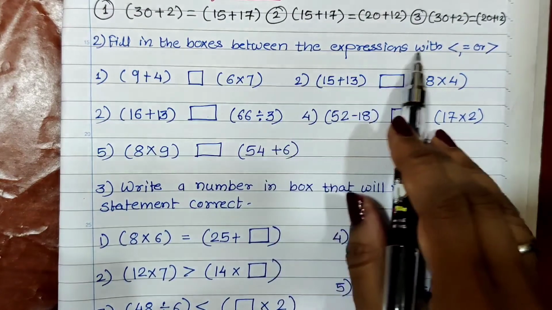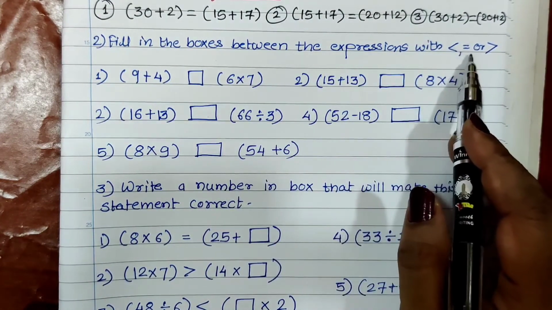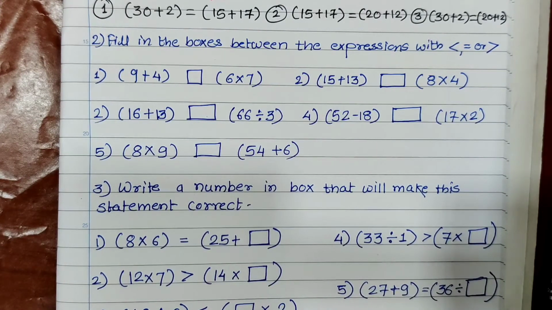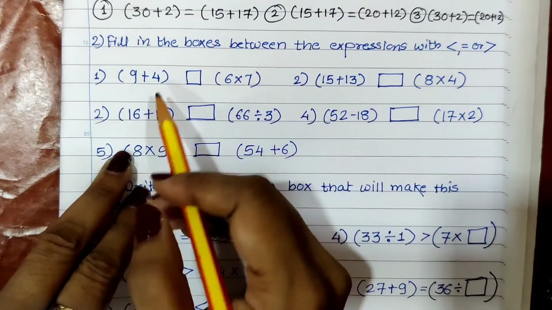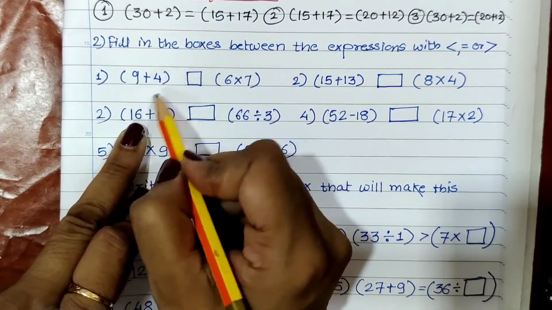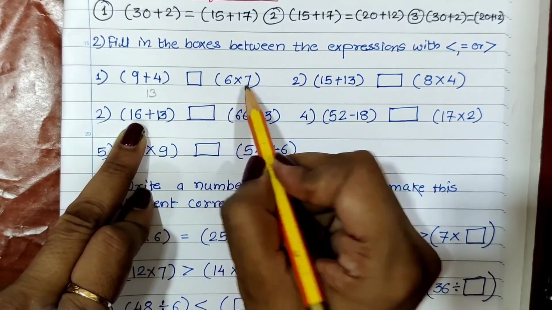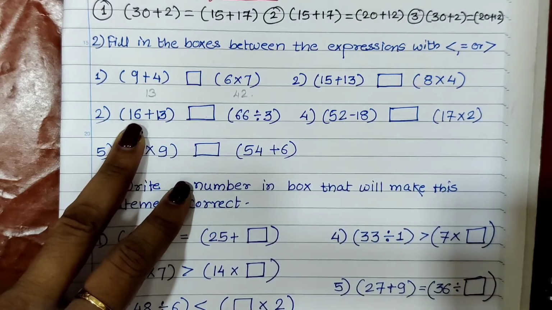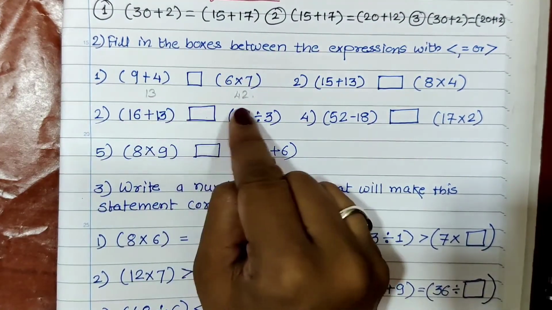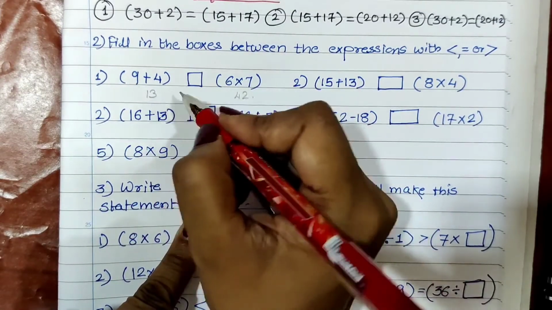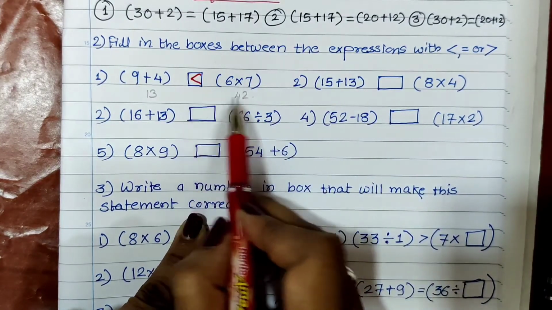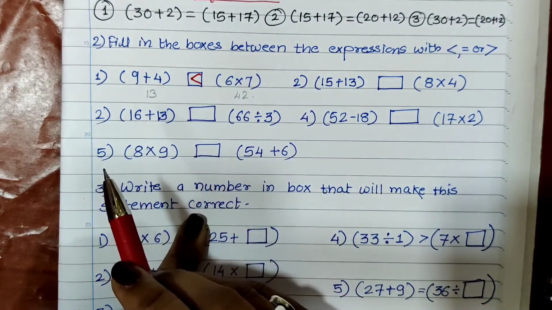Now next is fill in the boxes between the expressions with greater than, equal to and smaller than. So first we will have to check the answers of both the sides and then we can put the symbols. So solve this. 9 plus 4, what will be the answer? 13. And 6 into 7, 42. Very different answers, and we all know 13 is smaller than 42. They are not equal. So 13 is smaller. So we have to put the symbol like this. It is open towards bigger numbers and close towards the smaller number.